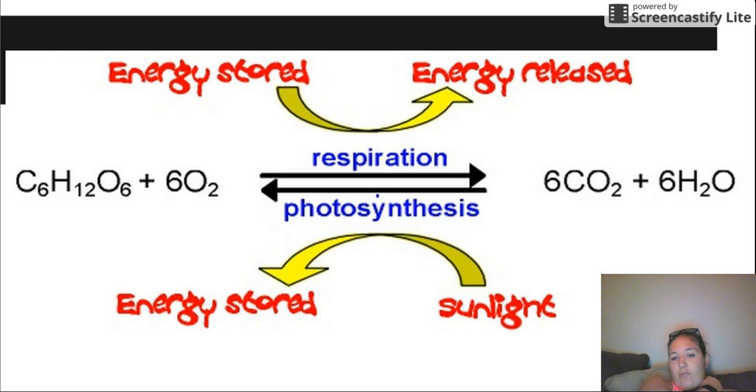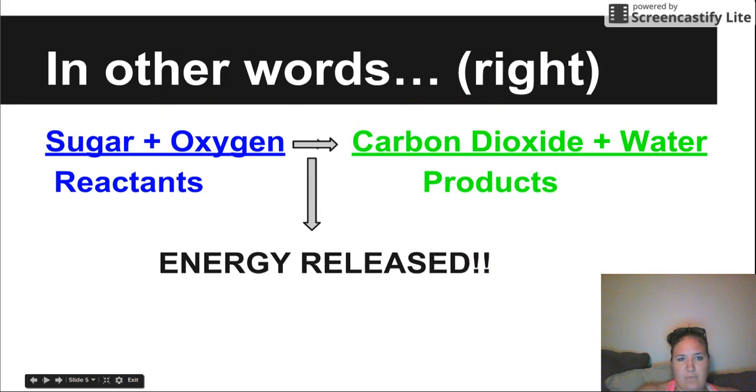And if you go from right to left, you have water and carbon dioxide with sunlight being converted into energy stored, and that yielding oxygen and sugar. So in other words, for cellular respiration, sugar and oxygen release energy and create carbon dioxide and water. So the reactants are the sugar and the oxygen in the blue on the left, and the products are carbon dioxide and water, which are on the right.